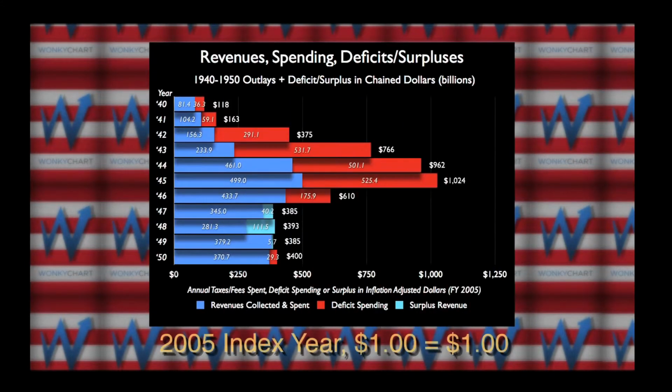The same decade in constant dollars, also referred to as chained, indexed, and adjusted dollars. What you do to arrive at constant dollars is to pick a year, the current standard is 2005, and designate that $1 equals $1 for that year. Then you apply a standardized deflator table to the other years to arrive at constant dollars.